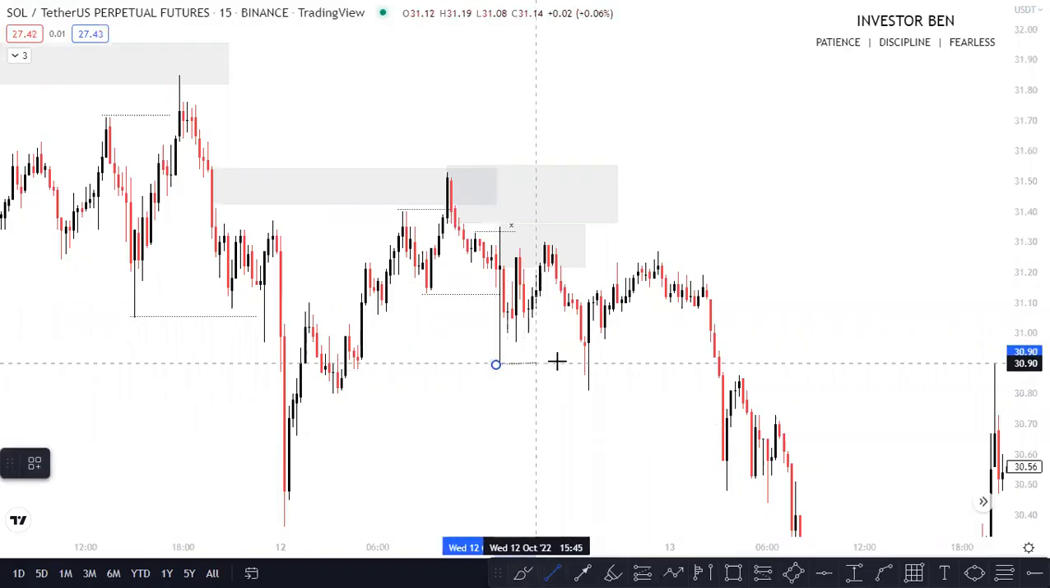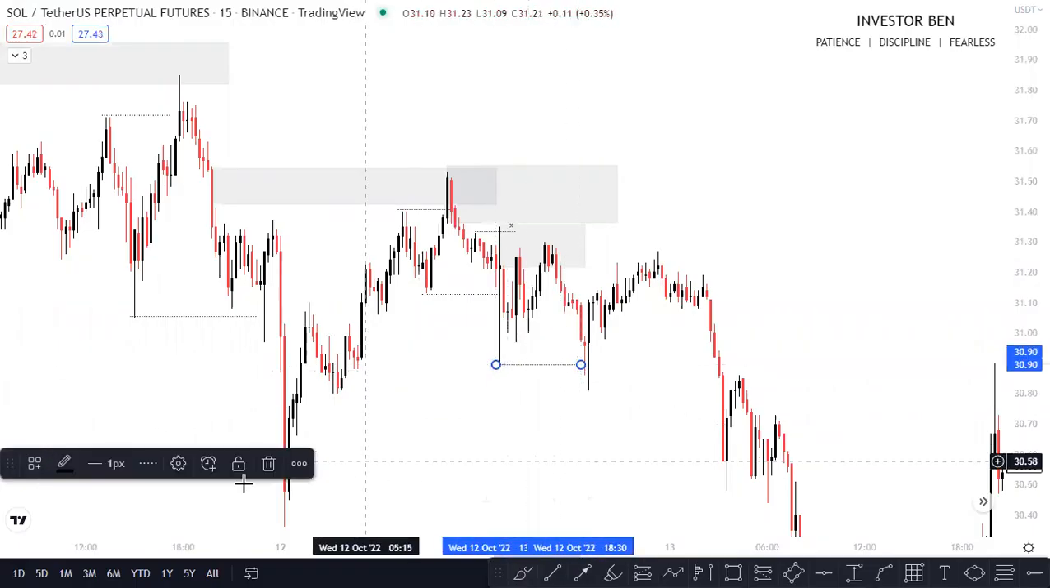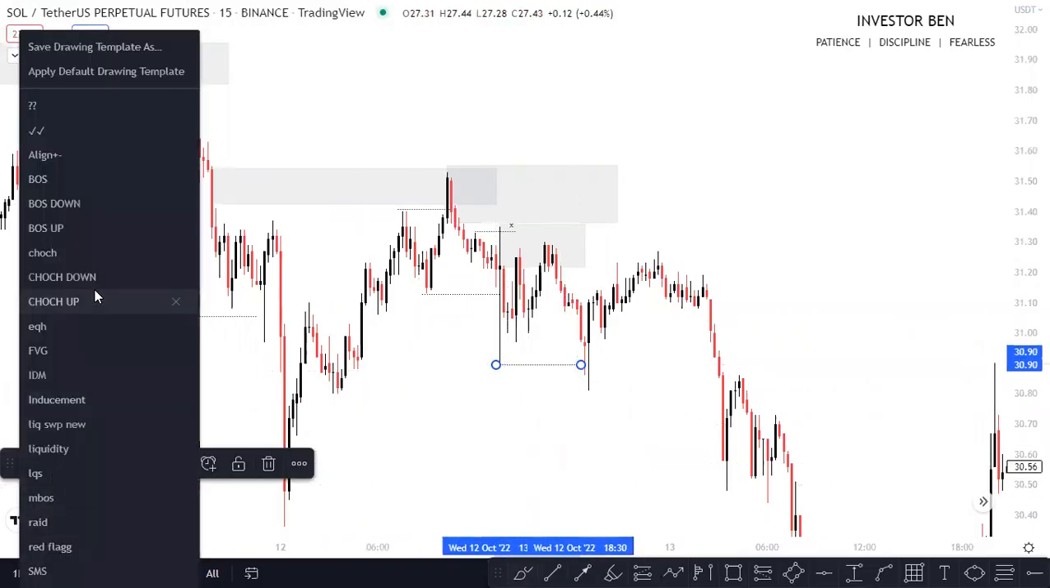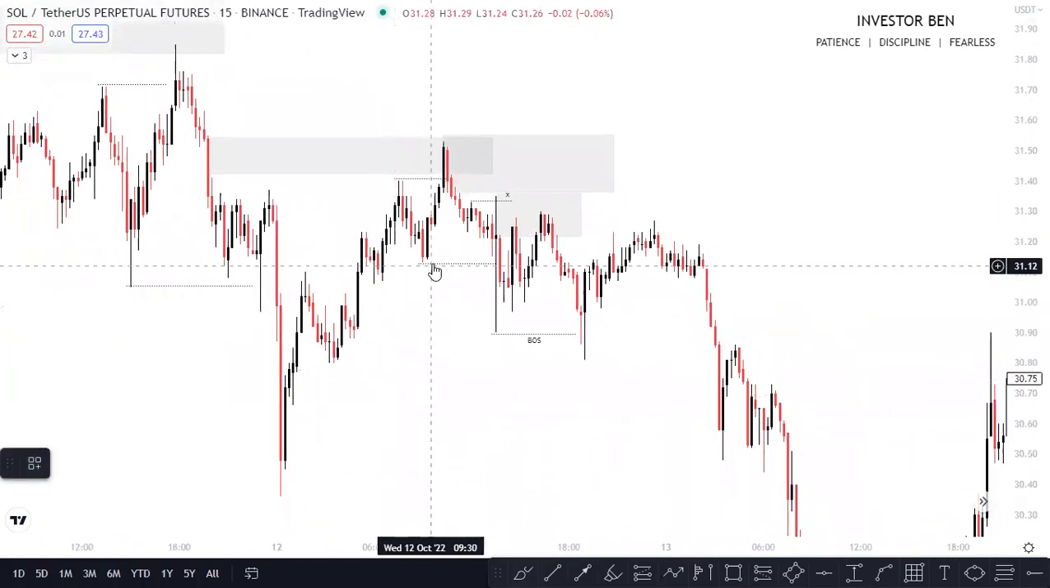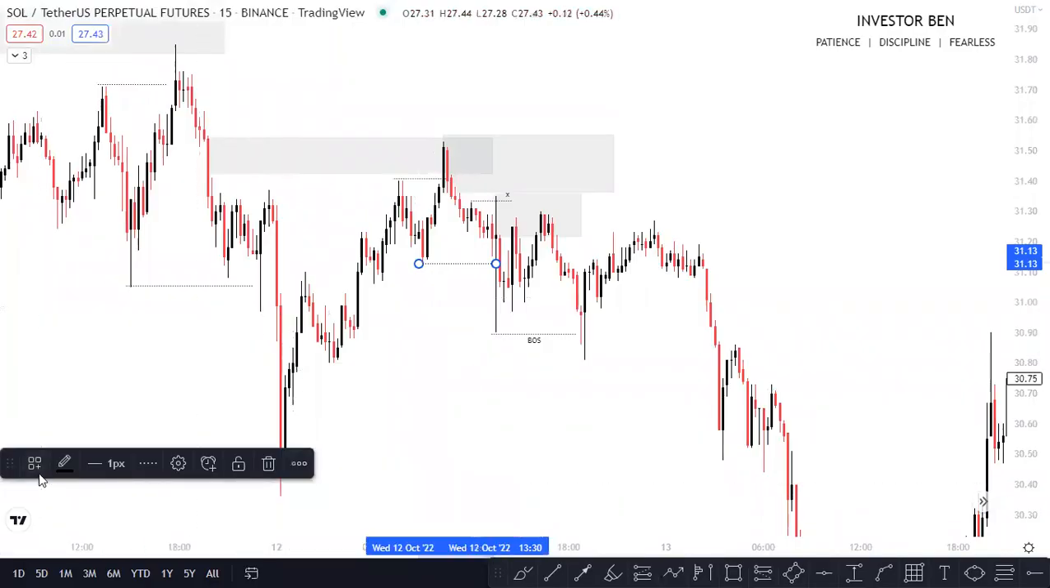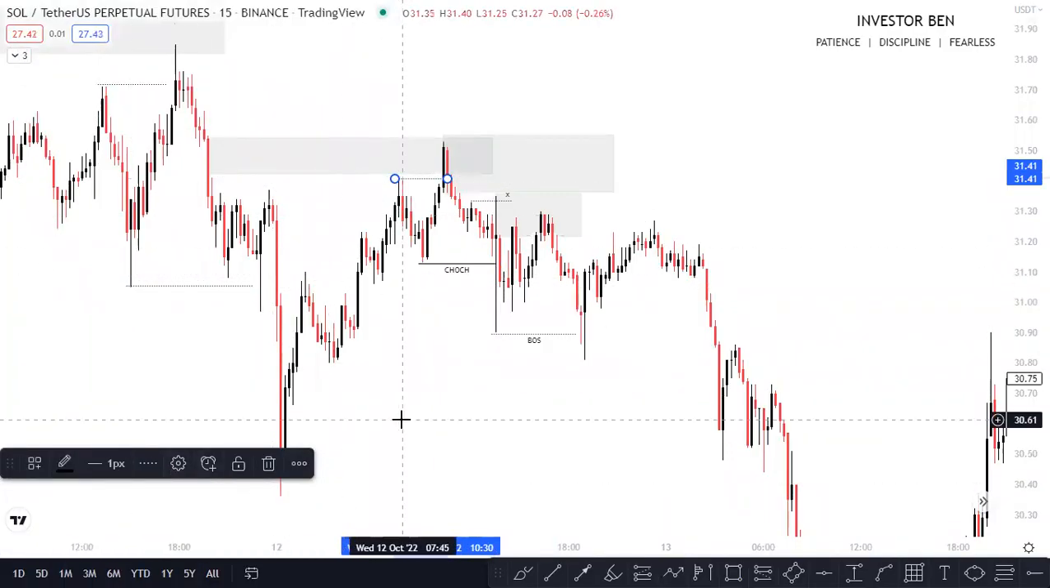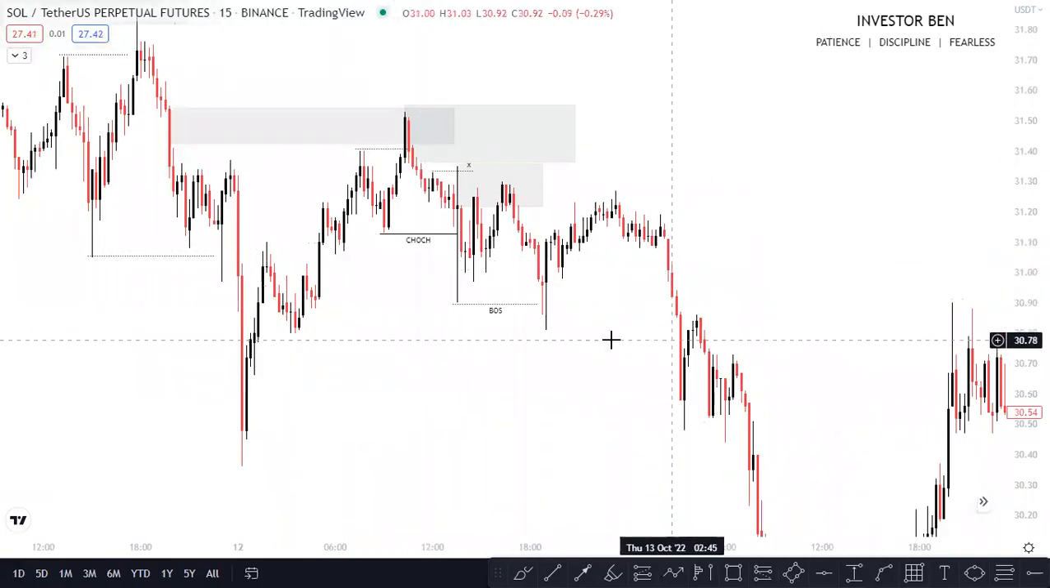We broke structure, we broke minor structure once again. We broke minor structure, BOS down. So we broke minor structure once again. Remember, this is your change of character from this point. These two points are your change of character. So we broke minor structure to the downside.